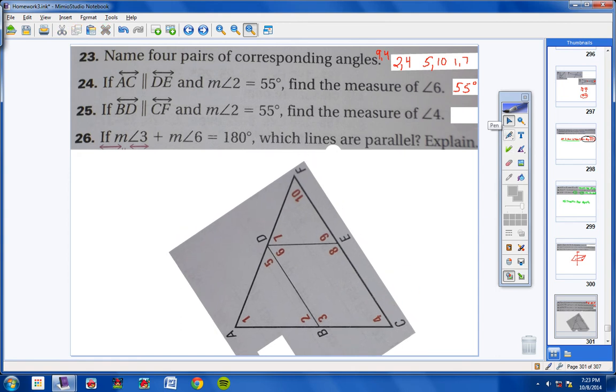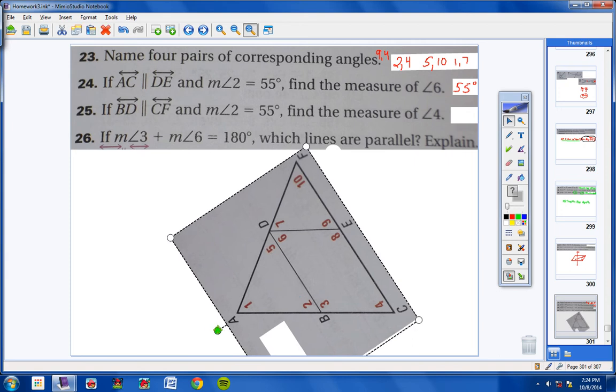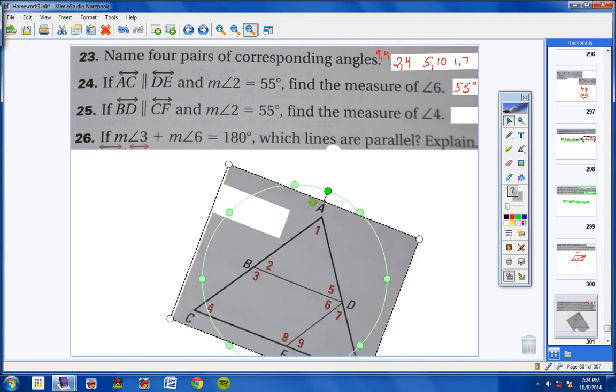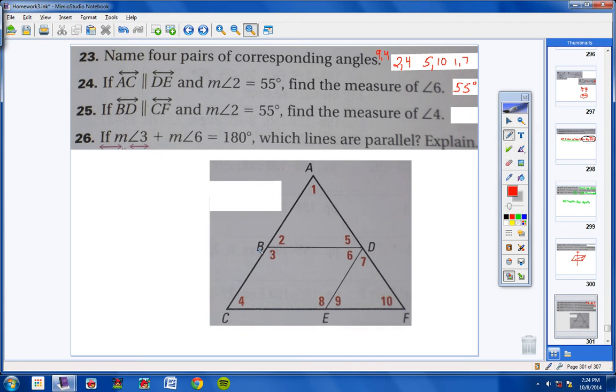Now they're saying to us that BD is parallel to CF. Okay, so let's grab this, let's turn it so that our parallel lines are horizontal. Okay, so BD and CF. Okay, there we go, back to normal. All right, now they're telling us that BD right here is parallel to CF. Okay, now we're dealing with angle 2 and angle 4. So here's angle 2 and here's angle 4. So really the only side I need to trace would be this side right here.